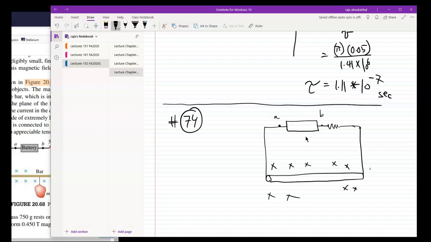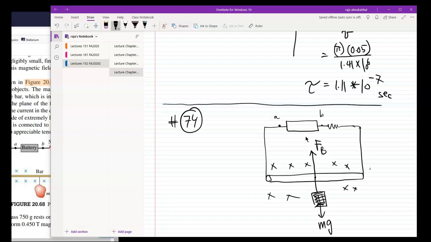Is that right? And then you get the mass. Here is the mass right here, the block right here. Okay, so here is the mg. I want the magnetic field force to be opposite of it because I want it to balance.